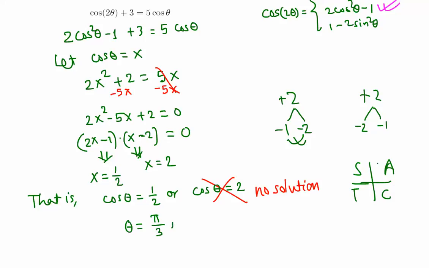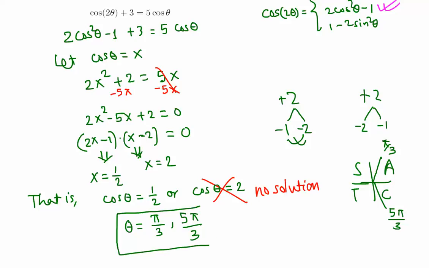Now pi over 3, 2 pi over 3, 4 pi over 3, and 5 pi over 3. So when we have pi over 3 here, the corresponding angle will be 5 pi over 3. Pi over 3 and 5 pi over 3. That's the solution.